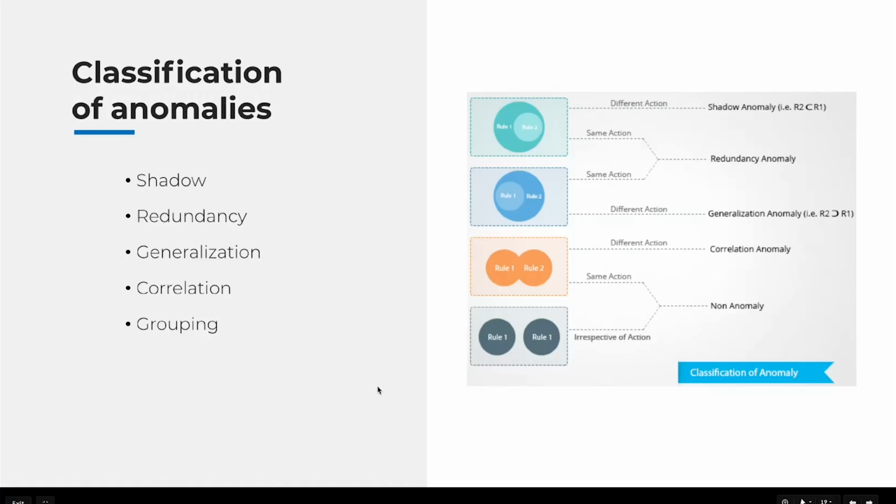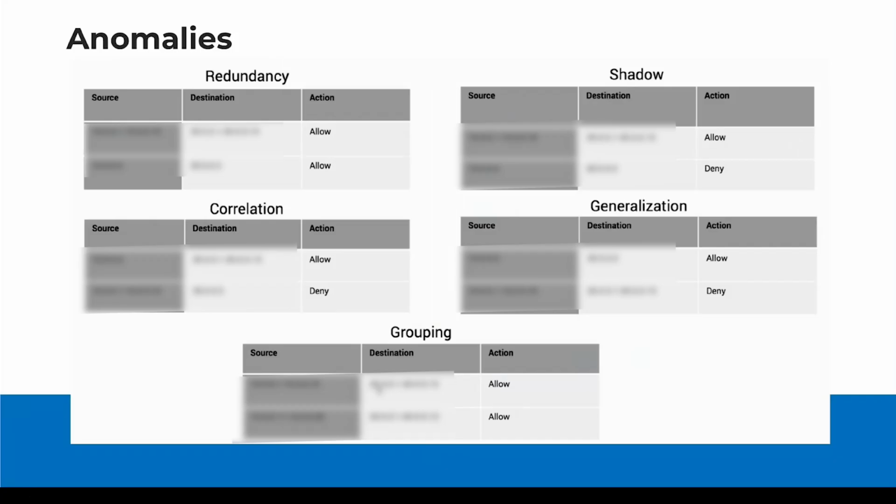So, Firewall Analyzer identifies the following rule anomalies, that is shadow, redundancy, generalization, correlation, and grouping. So you can see the detailed examples of all the anomalies that are detected by Firewall Analyzer. And we'll share this presentation with you once the training is over so that you can go through the list of all anomalies and understand the ones that are classified and segregated and shared in the anomalies window of Firewall Analyzer. So to expand on anomalies, let me take you back to the product.